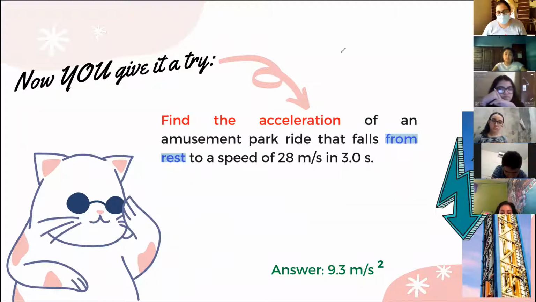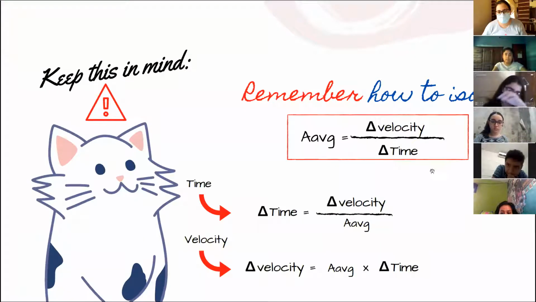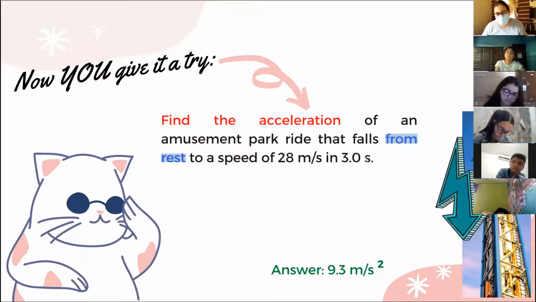So did you copy the equation for acceleration? It's right here. Acceleration is the change in velocity divided by the change in time. So use this formula, okay, to get this answer. If you don't get it, let me know.